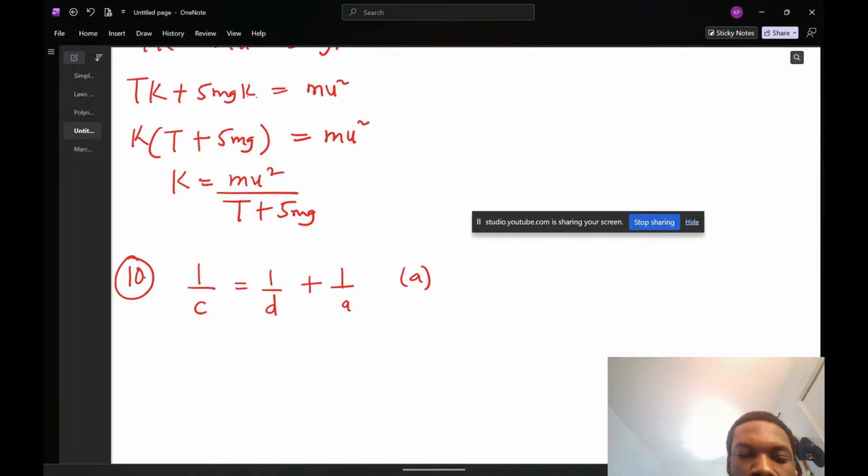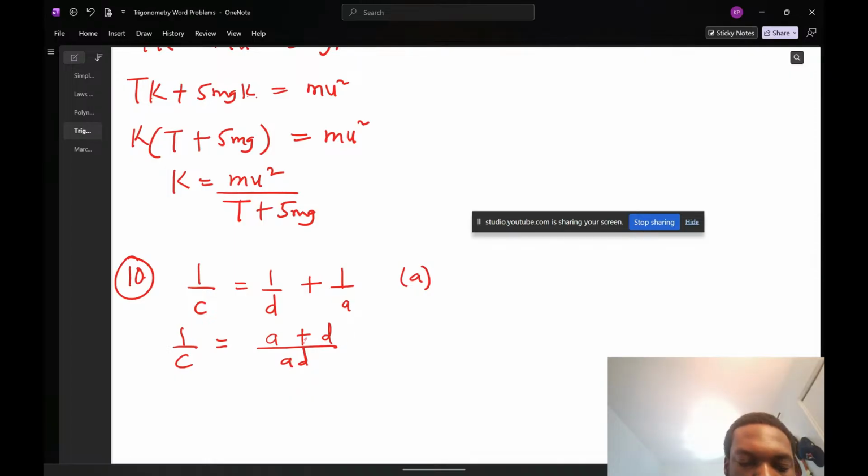So how we can make the subject of formula is that we can find the LCM of this and do it like a normal fraction, like I did in the previous question. So that's 1 over c is equals to, the LCM will be a times d, which is ad. Okay, ad divided by d is going to be a times 1, that's a, plus ad divided by a is d. D times 1 is d.